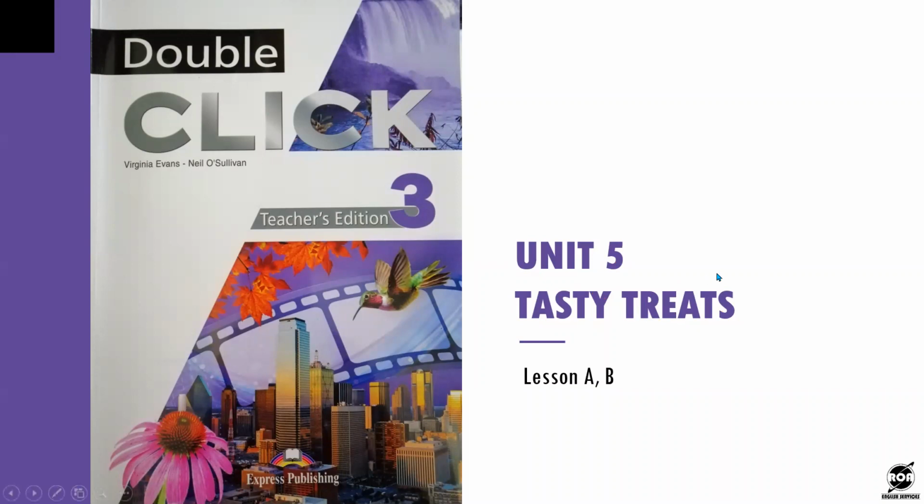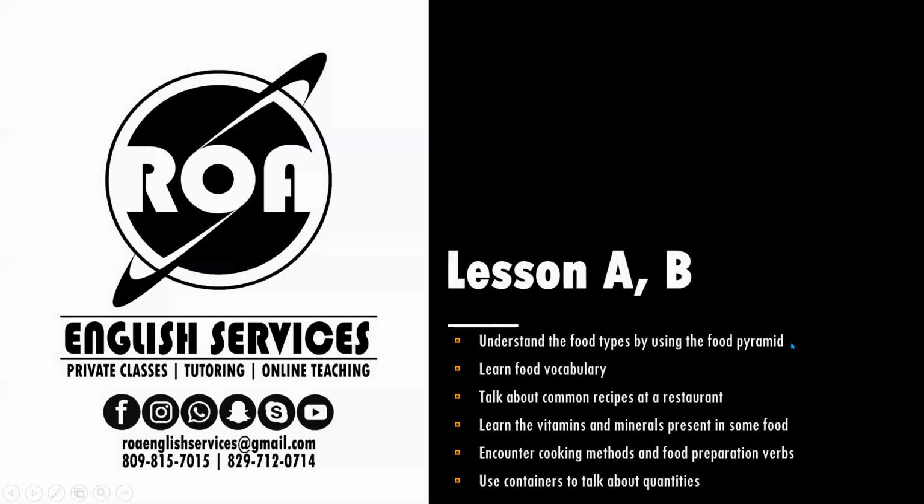As for this unit, in Lessons A and B, you are going to be able to understand the food types by using the food pyramid. Also, learn food vocabulary, as well as talk about common recipes at a restaurant. Then learn the vitamins and minerals present in some food, encounter cooking methods and food preparation verbs, and use containers to talk about quantities.